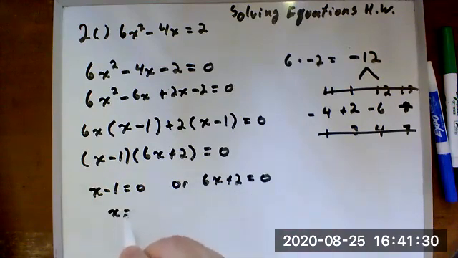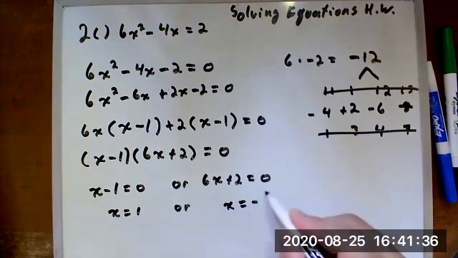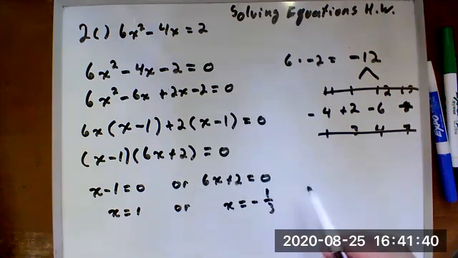Which tells us that x will equal 1, or x will equal negative 1/3. Now I just jumped there, but I brought the 2 over and divided by 6 on both sides, then reduced it. So I just did that in one quick step.